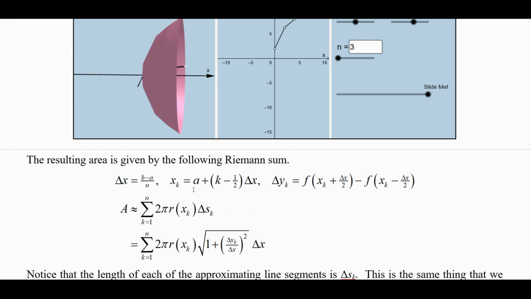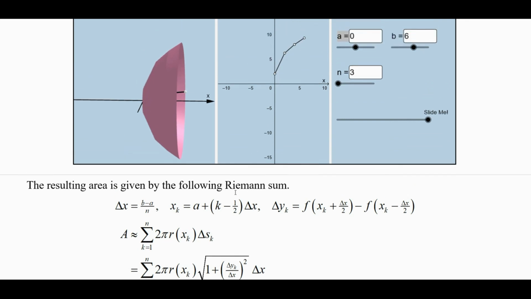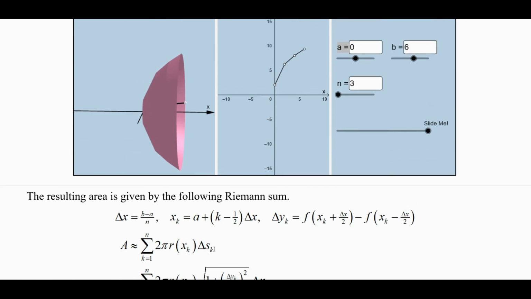But what do we want to add up? We want to add up the length of that segment. I'm going to call the length of that segment delta s sub k. And then we get 2 pi times the radius times the length of the segment for each of these little bitty segments. Each of those lengths of the segments I'm going to call delta s sub k. The radius I'm going to call r of x sub k.